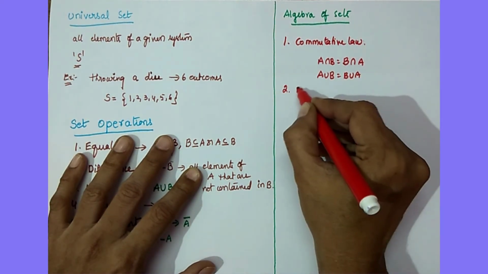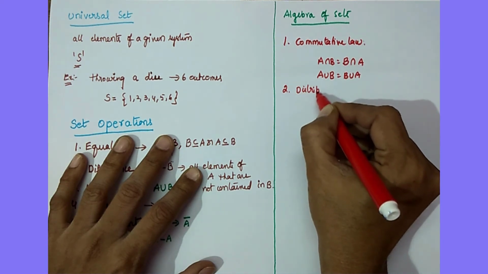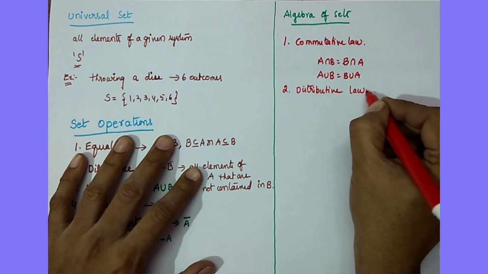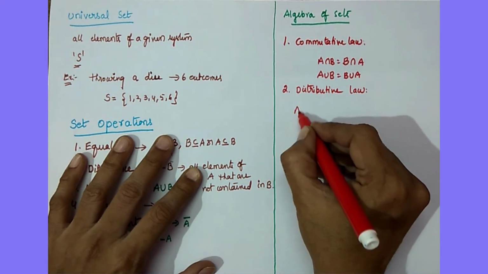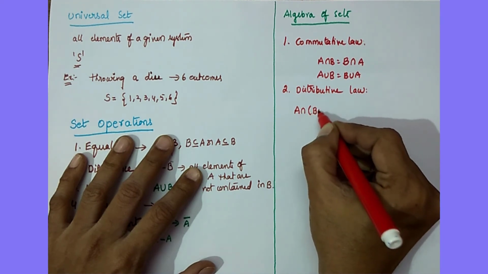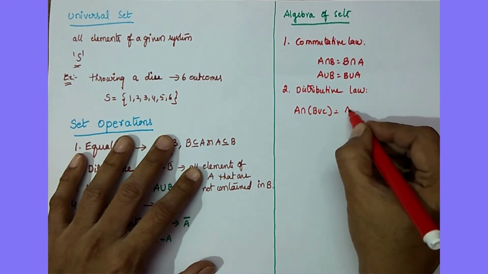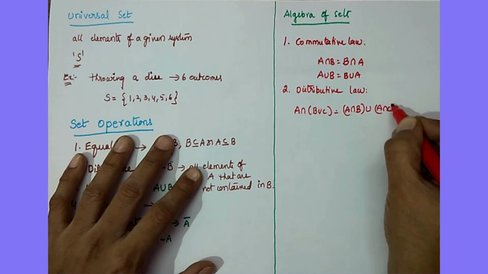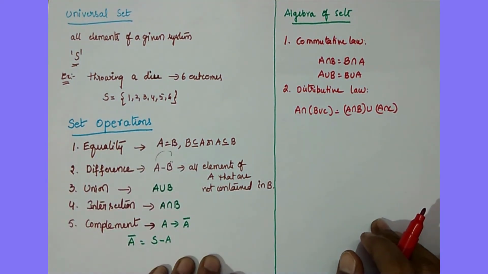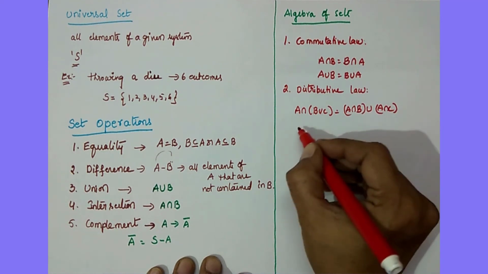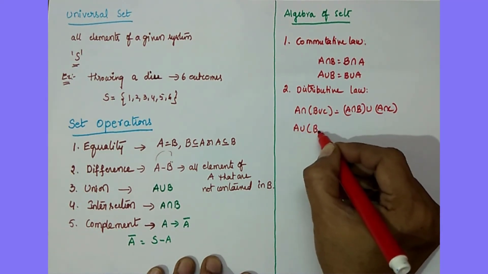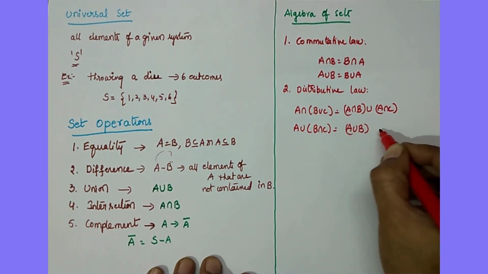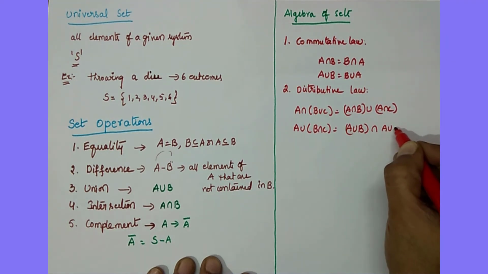And the second law is the distributive law. What is distributive law? A intersection (B union C) is equal to (A intersection B) union (A intersection C). Same way, A union (B intersection C) is equal to (A union B) intersection (A union C).